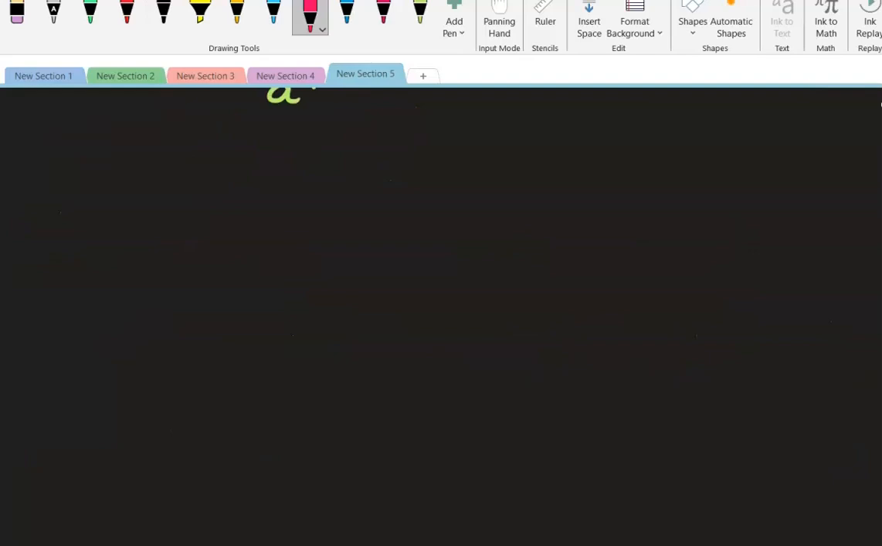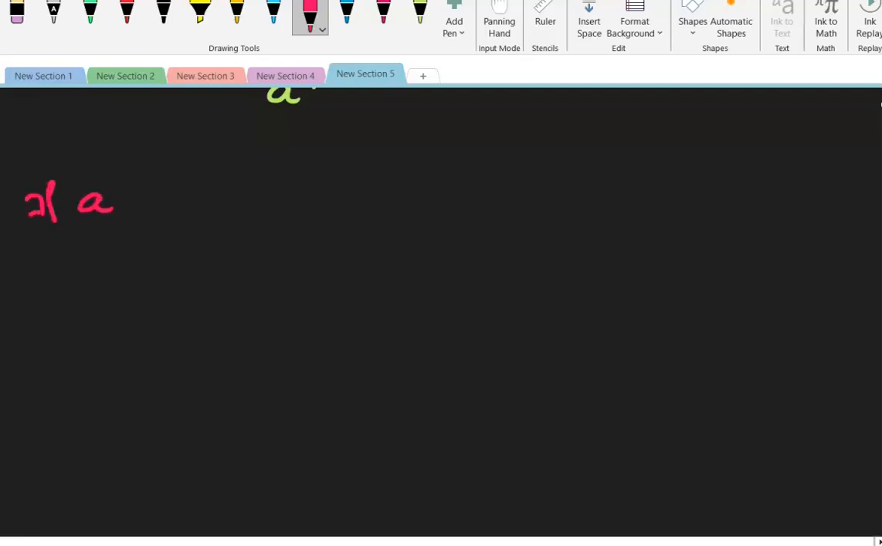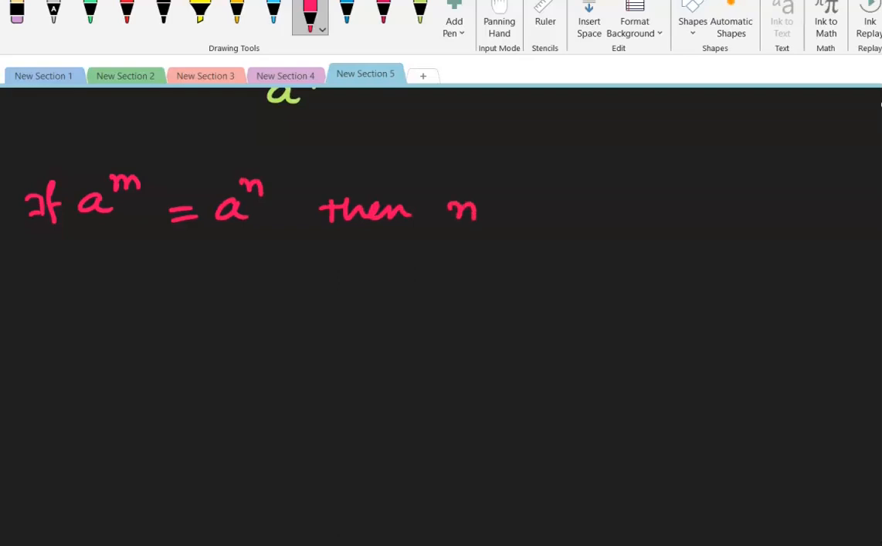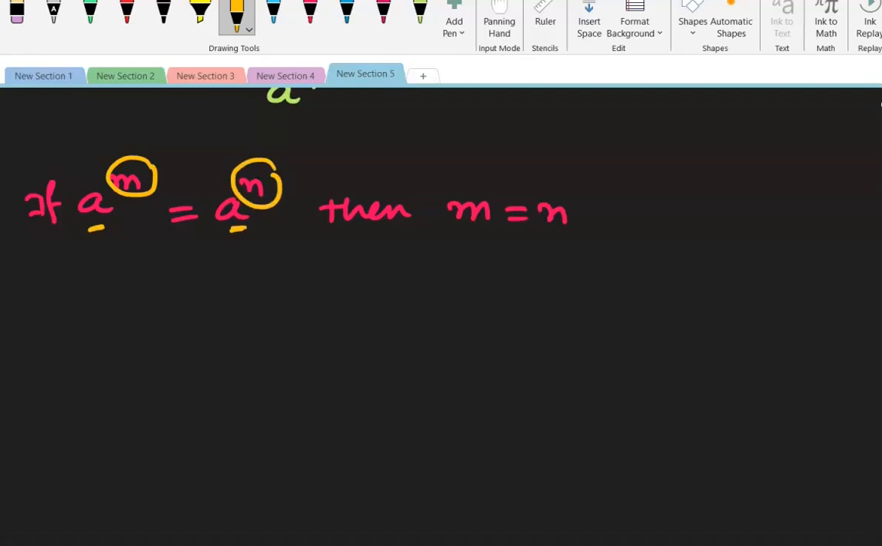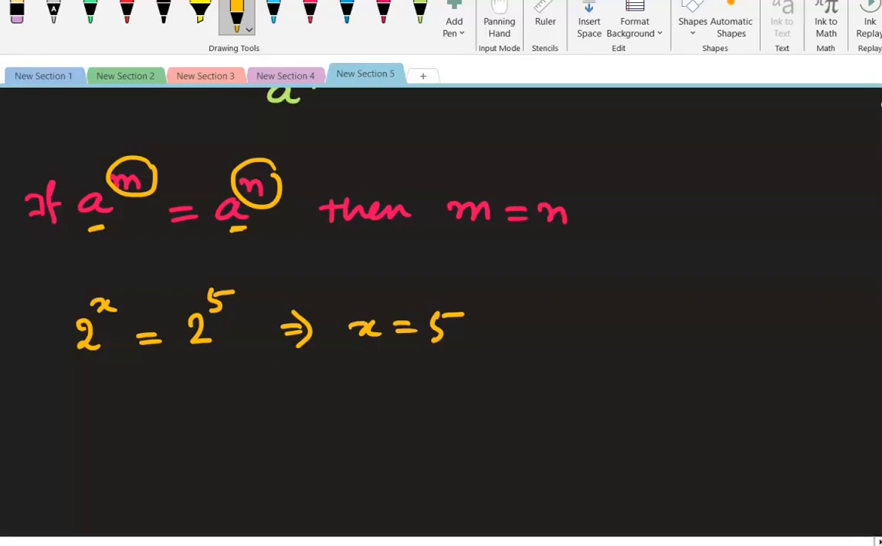Another two things that are very important, we will use them when we solve equations. If a to the power m is equal to a to the power n, then m is equal to n. This says if the bases are same, then the index will also be same. If we take an example, if 2 to the power x is equal to 2 to the power 5, this will imply that x is equal to 5. So these are very important when we solve equations.